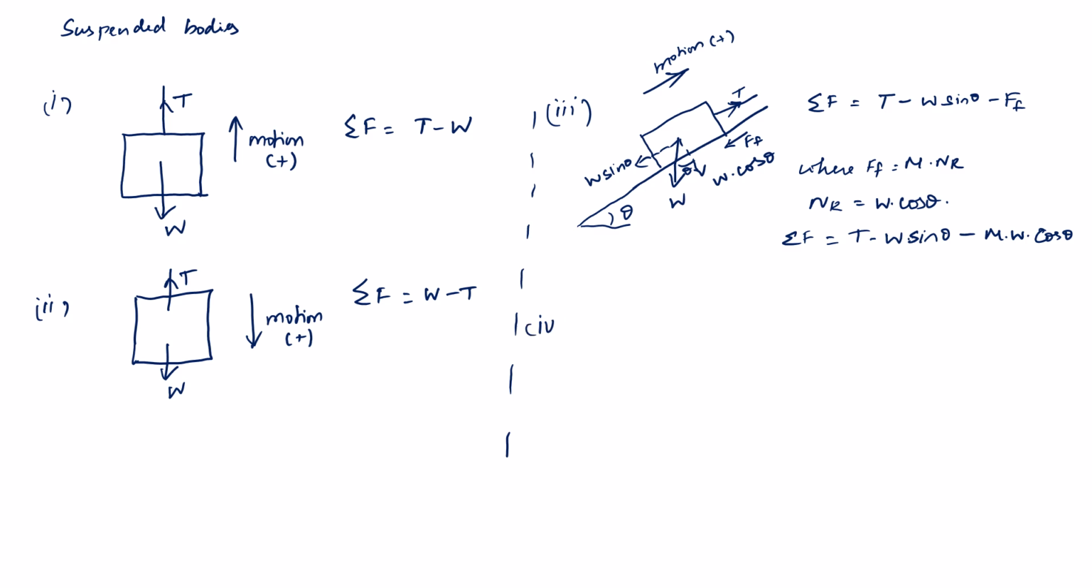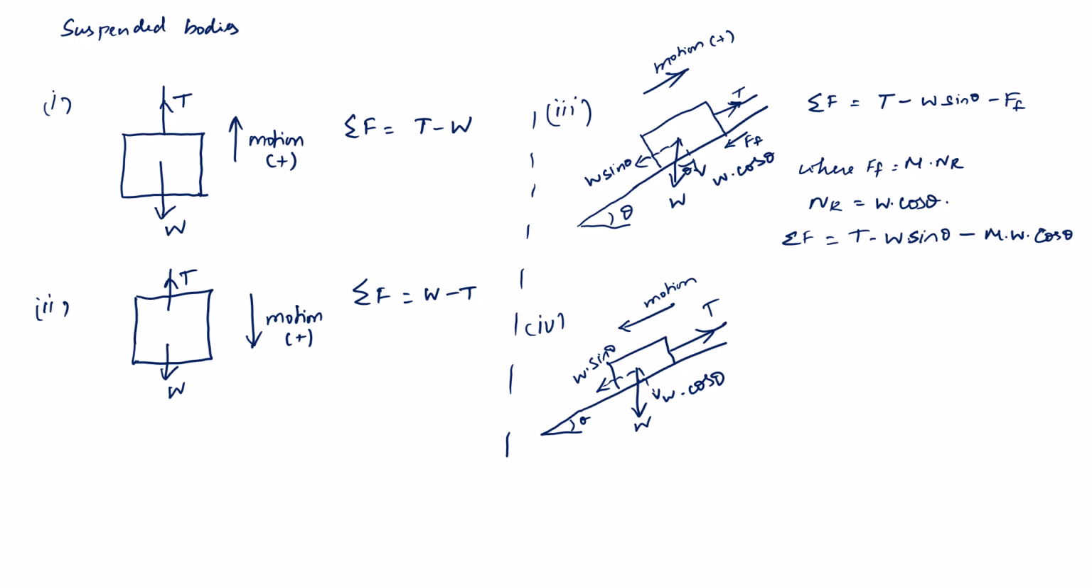The fourth scenario is the same suspended body moving on an inclined plane in the downwards direction. The same kind of forces will be involved. We have a tension which is always in this direction, and a self weight acting here, which will be divided. This will be W cos theta and this will be W sin theta. Theta is nothing but the inclined plane angle.